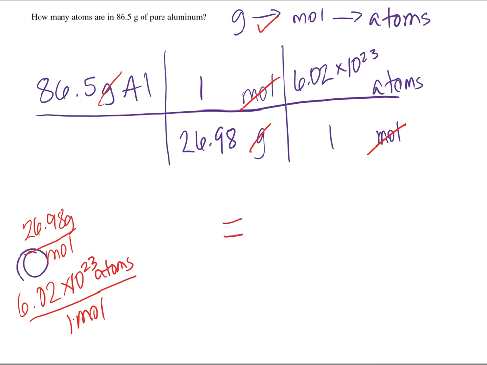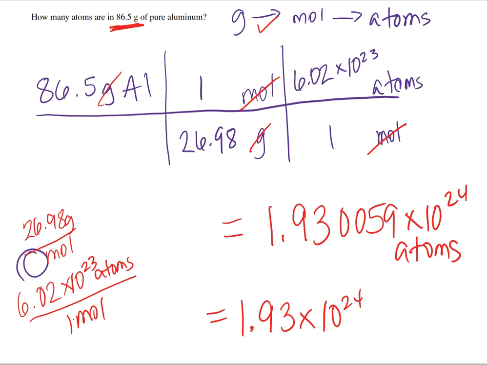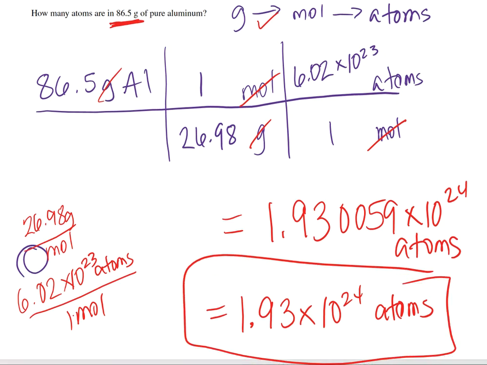Once you do that, the calculator is going to give you 1.930059 times 10 to the 24th atoms. If we're reporting it based on rules of significant figures, our measurement only had 3. So we would simply round this to 3 and we would report it as 1.93 times 10 to the 24th atoms. So what this tells me is that when I have 86.5 grams of aluminum, that's equivalent to 1.93 times 10 to the 24th atoms.